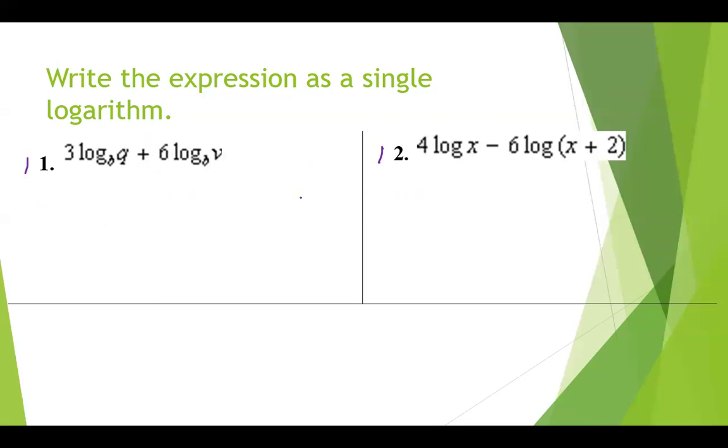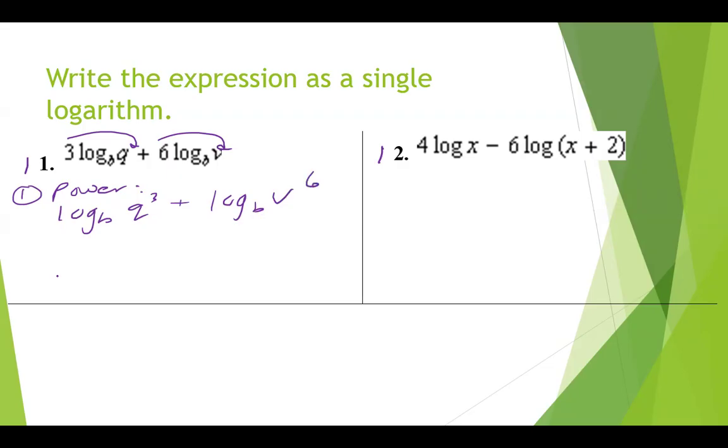When you're condensing, you're always going to start with the power property. Using the power property means that if there's a coefficient, it's going to become the power of our argument. So we would have log base b of q to the 3 plus log base b of v to the 6.